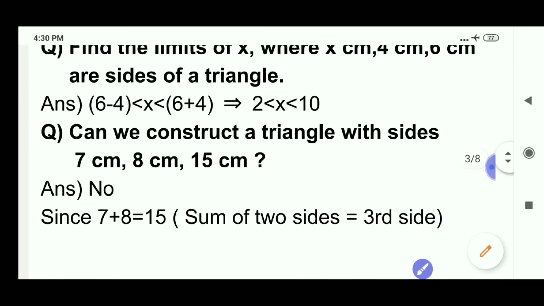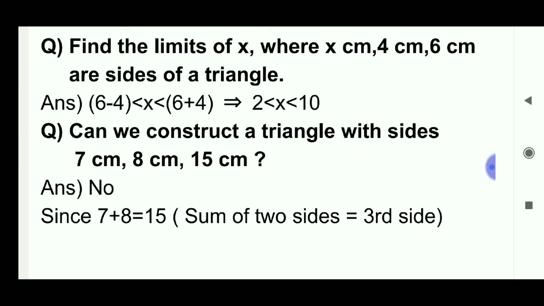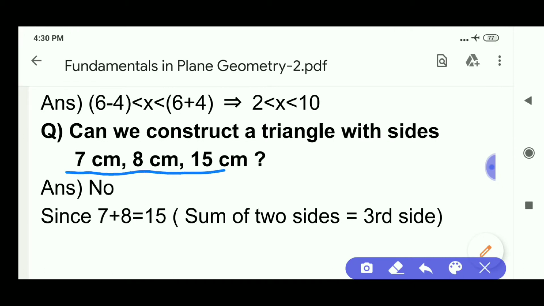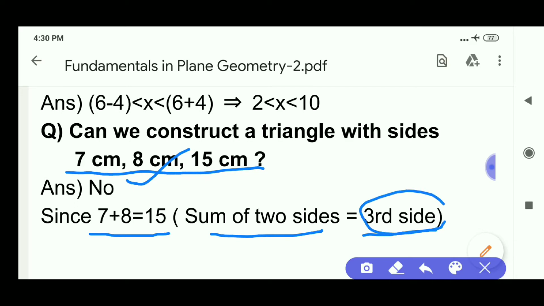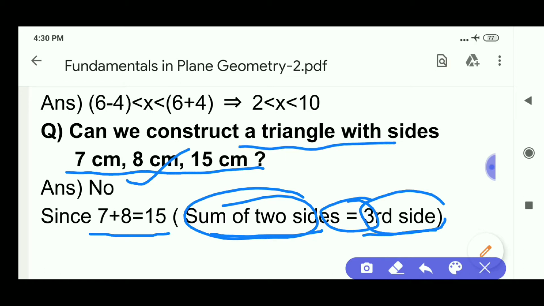Can we construct a triangle with sides 7 centimeters, 8 centimeters and 15 centimeters? No. Since 7 plus 8 is 15, the sum of two sides equals the third side. The third side must be less than the sum of two sides. Here the sum of two sides equals the third side, so we cannot construct a triangle.